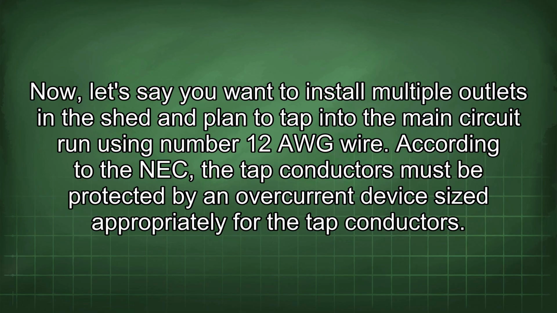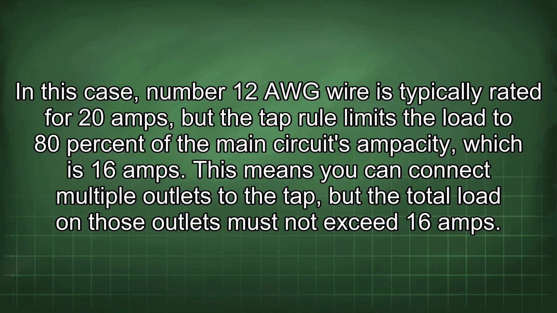Now, let's say you want to install multiple outlets in the shed and plan to tap into the main circuit run using number 12 AWG wire. According to the NEC, the tap conductors must be protected by an overcurrent device sized appropriately for the tap conductors. In this case, number 12 AWG wire is typically rated for 20 amps, but the tap rule limits the load to 80% of the main circuit's ampacity, which is 16 amps.